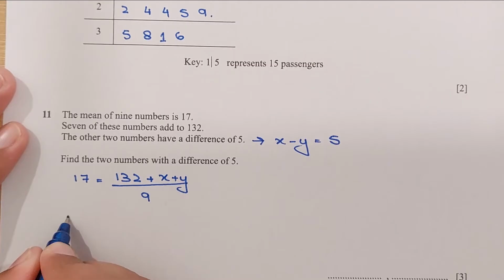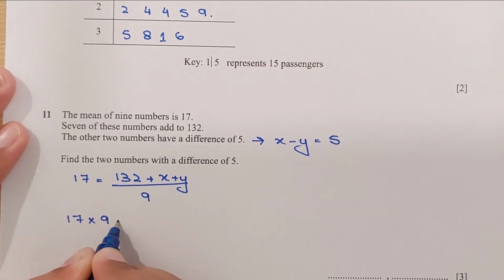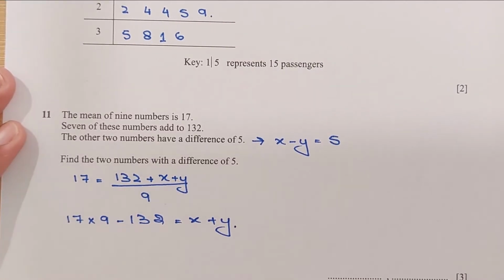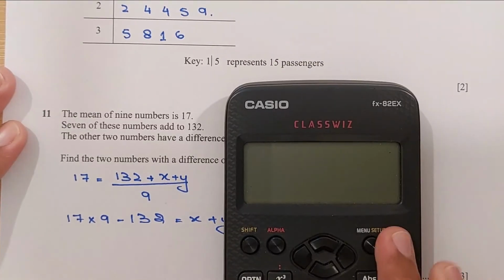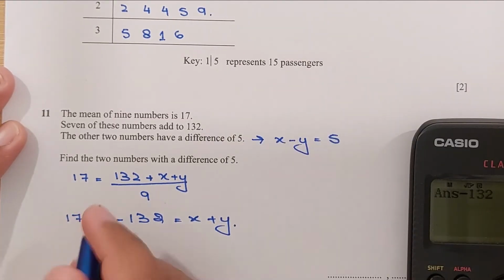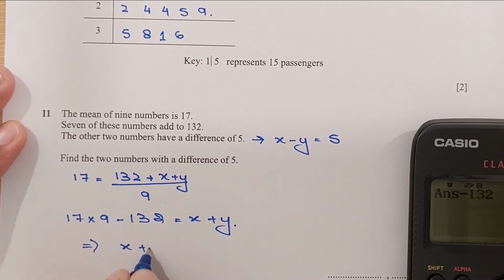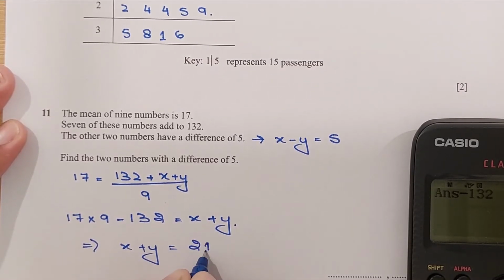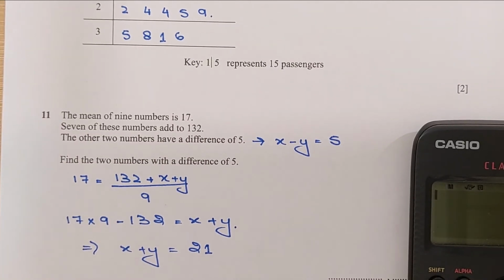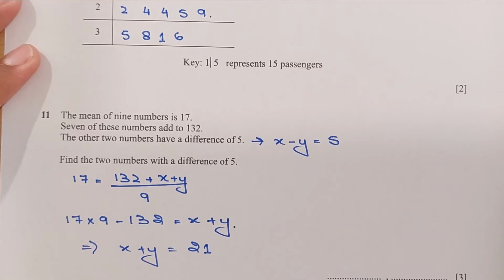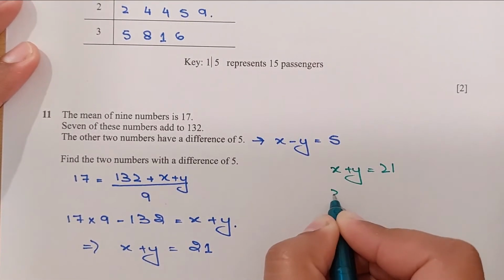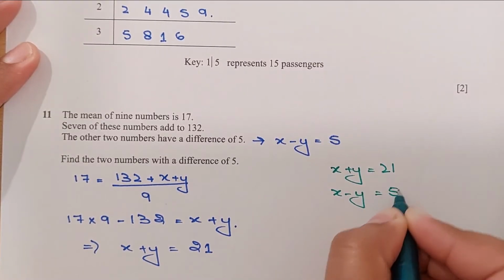So let me simplify this. That is 17.7 times 9 and subtract 132. This is equal to the sum of the two numbers, right? This is 21. So here we can say the equation is x plus y equals 21. So we have two equations, and we can find the two other integers. Let me add the two equations: x plus y equals 21 and x minus y equals 5.